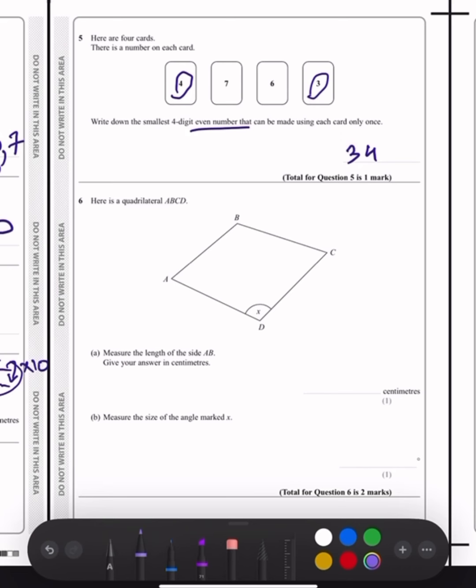So 3, 4, and because we know that 7 is not an even number and is the biggest, we write 7 first.